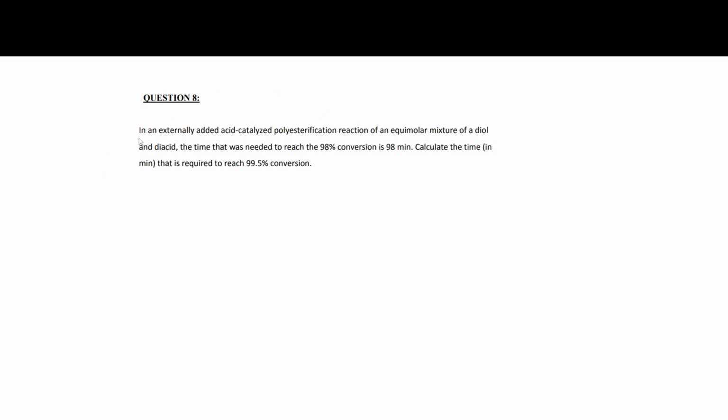Now the next question is: in an externally added acid catalyzed polyesterification reaction of an equimolar mixture of diol and diacid, the time needed to reach 98% conversion is 98 minutes. Calculate the time required to reach 99.5% conversion.